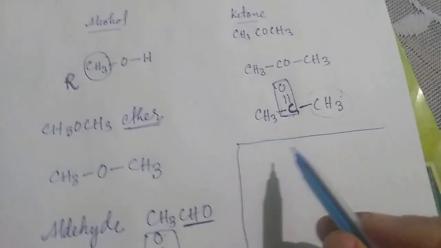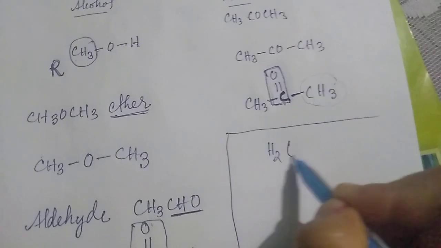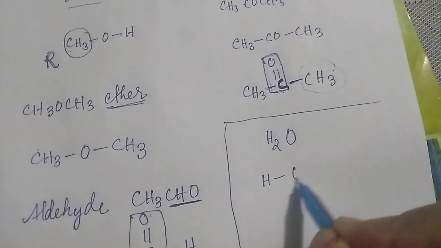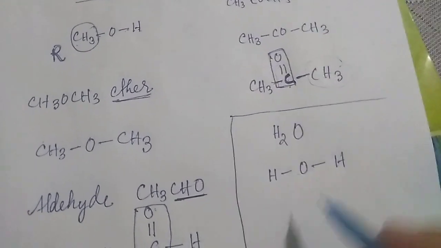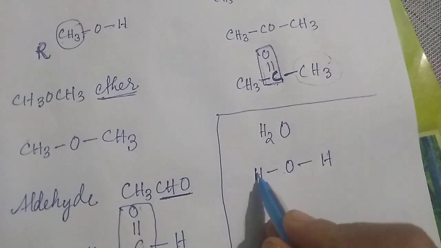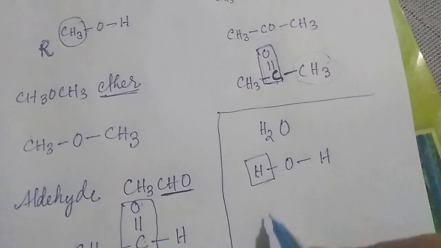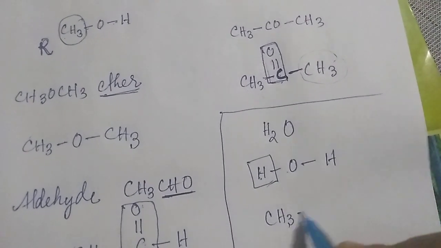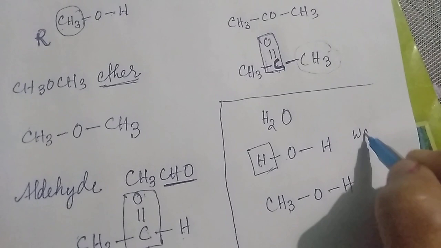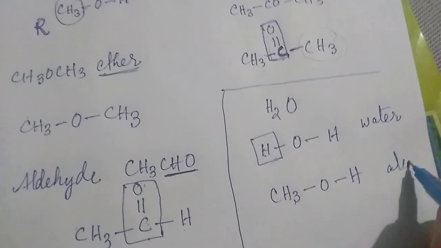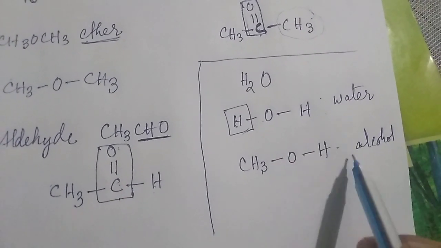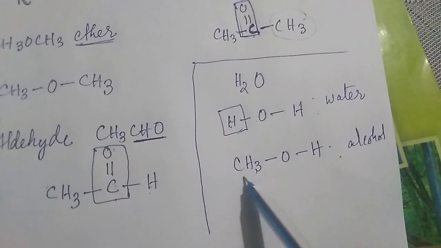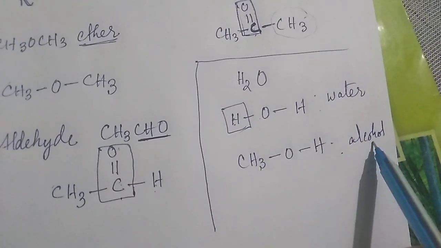To make it easy to remember all these compounds, first remember water. Water has this type of bonding, HOH. Just remove one of the hydrogens and replace it with CH3, then OH, and it changes from water to alcohol. Now this and this are almost similar; just by replacing one hydrogen with an R group, it becomes alcohol.